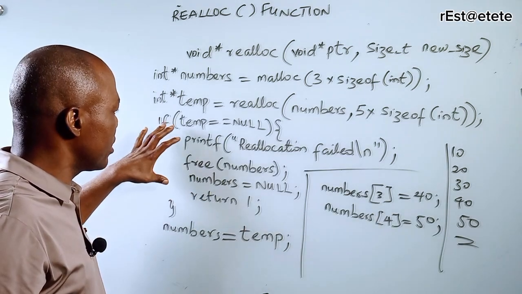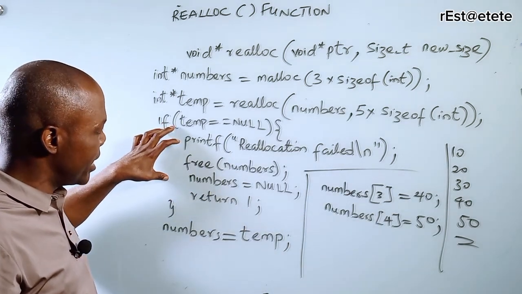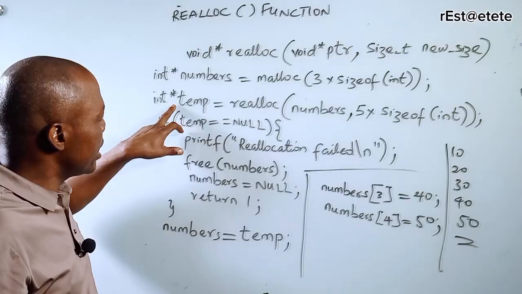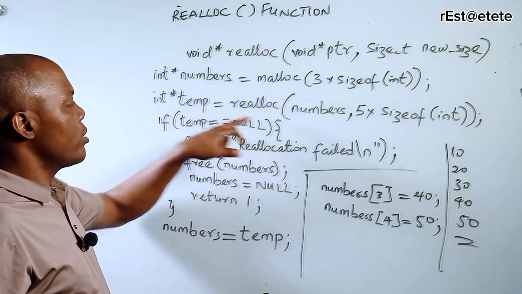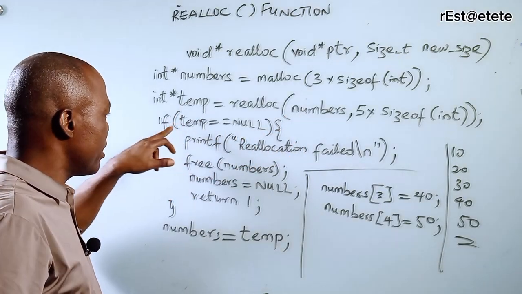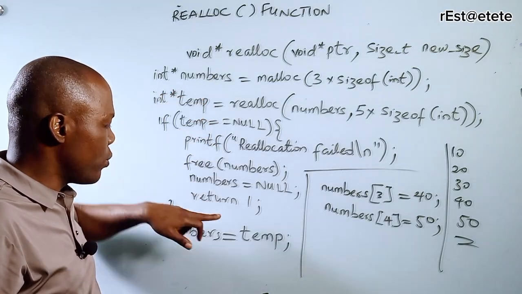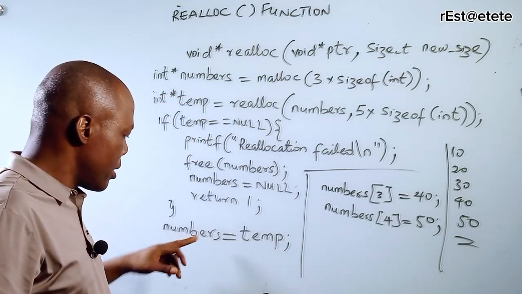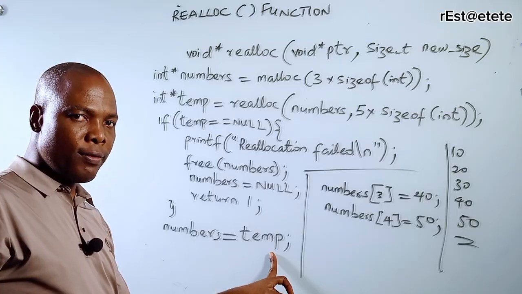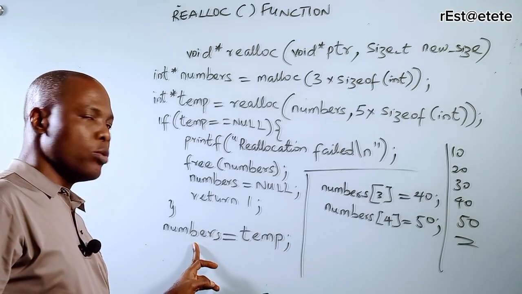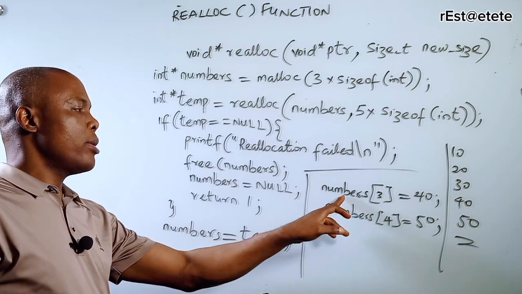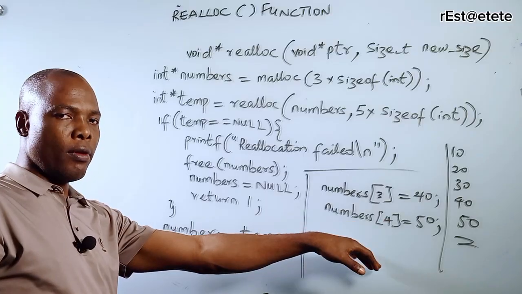So it's very important. This place is key. Using a temp pointer to reallocate, and then if it fails, you have to free the initial pointer before you return your error message. But if it didn't fail, you assign that pointer to the old pointer, and then you can now give your values.